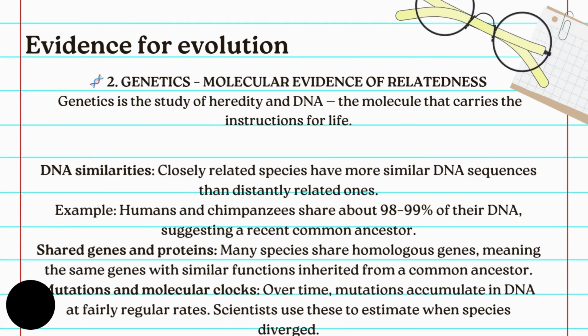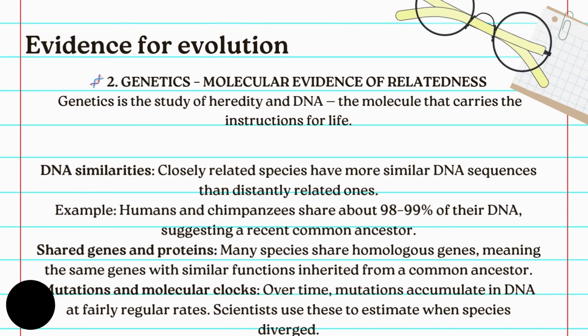For example, humans and chimpanzees share 98 to 99% of their DNA, suggesting that they have a common ancestor. Like in years before, there was an organism that we share a common ancestor with, chimpanzees. Shared genes and proteins: many species share homologous genes, meaning they have the same gene with similar functions inherited from a common ancestor. So we could be different species, but we might have the same gene, which means we also have a common ancestor.